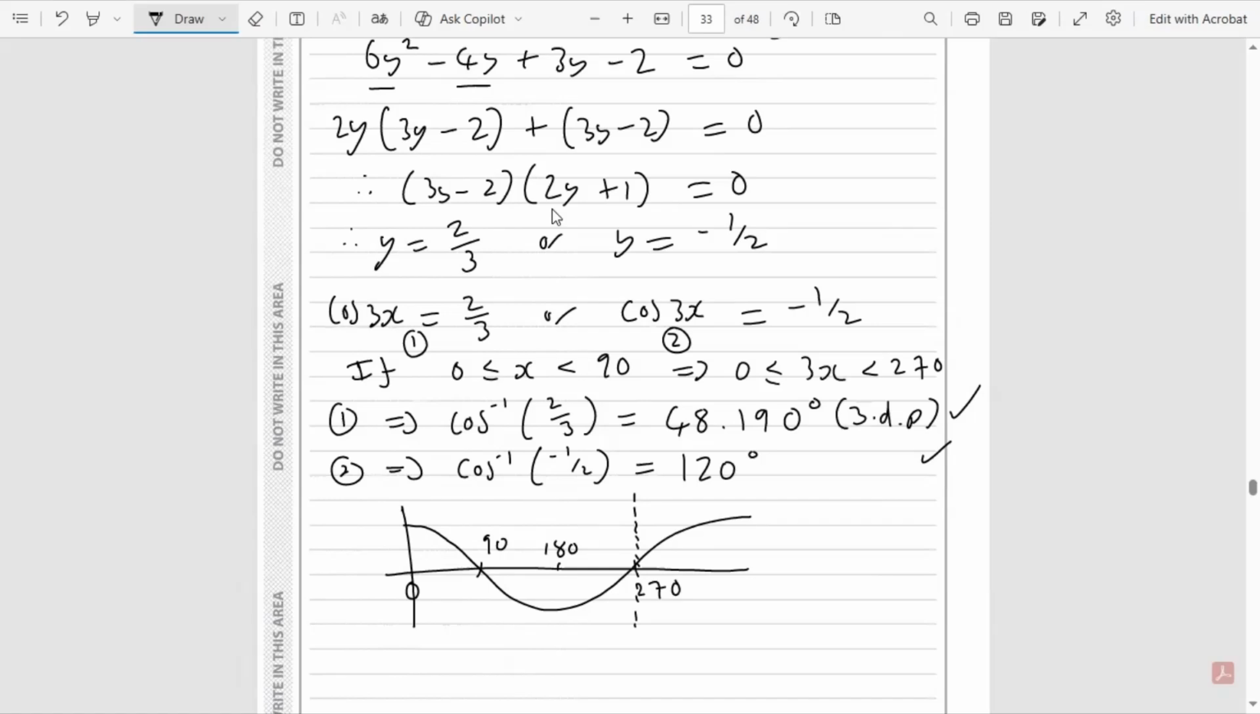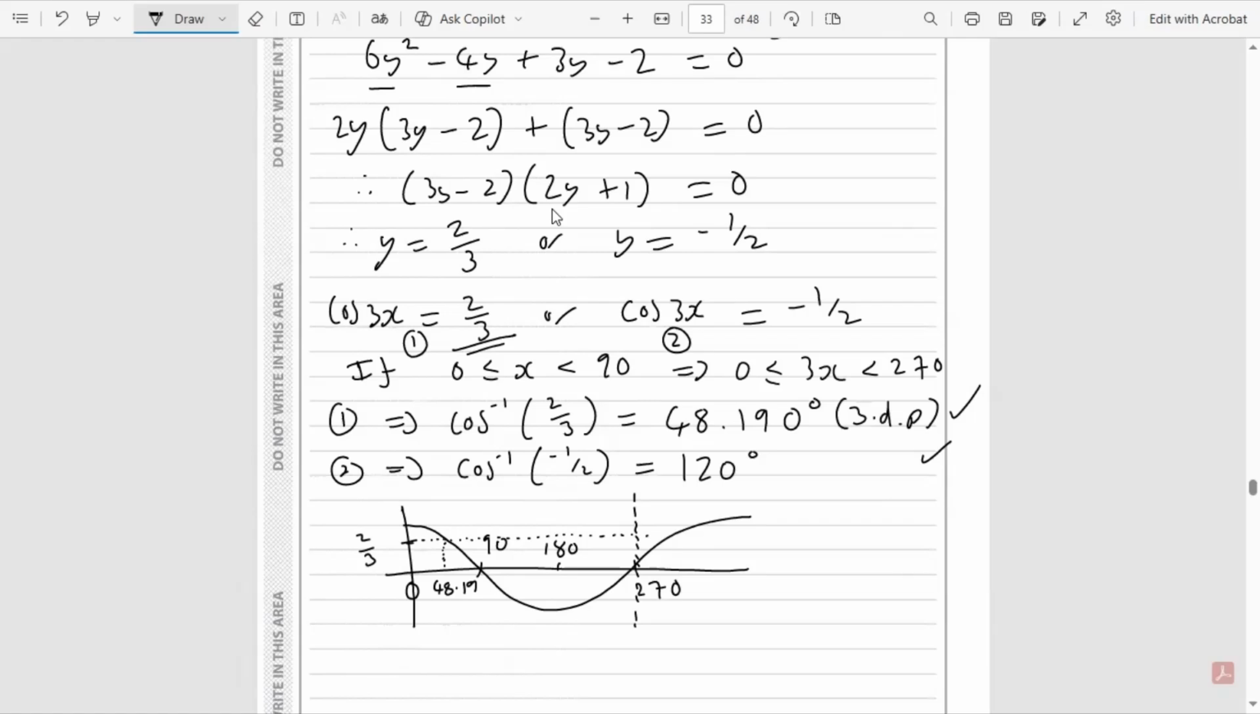So what we can now do is label these y values. So we've got 2/3, that y value. So let's put 2/3 there. The calculator's given us this value, so this 48 value there, 48.19. And if we continue, we will see there will be no other solutions for cos 3x equal to 2/3, because we now go out of bounds beyond the 270 for the next solution.